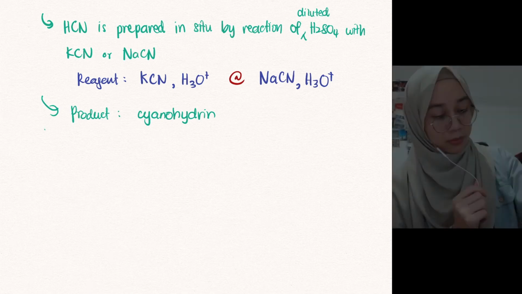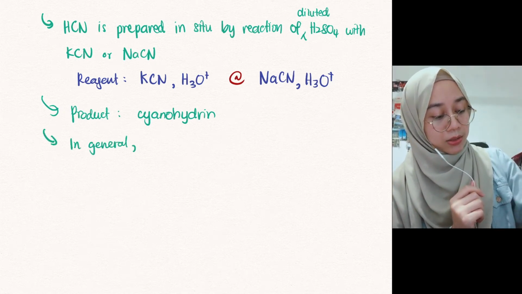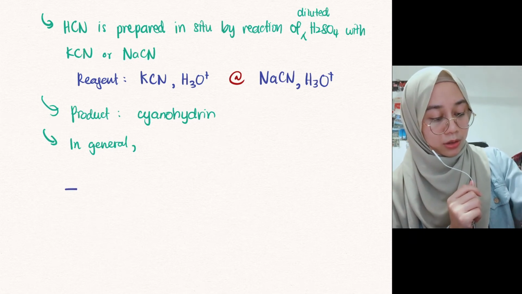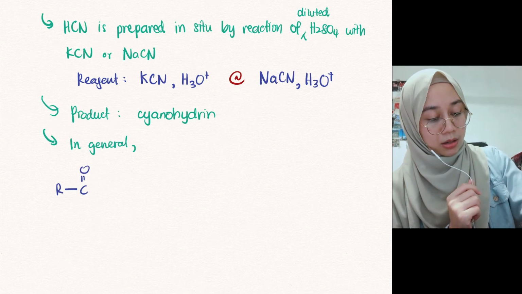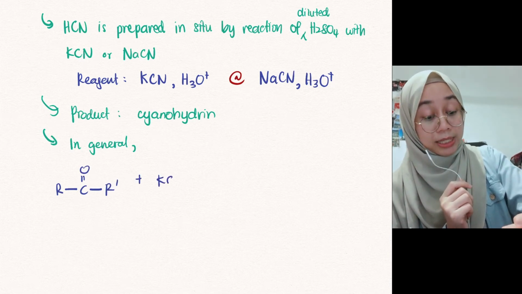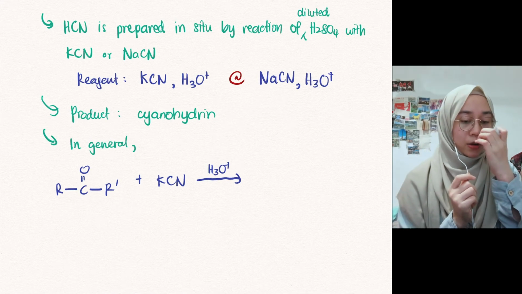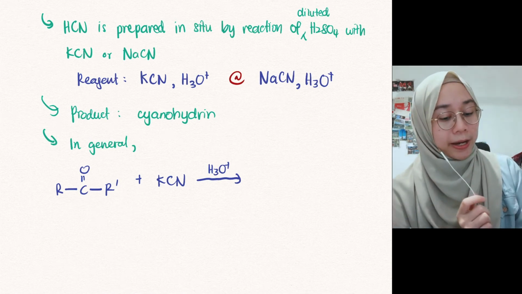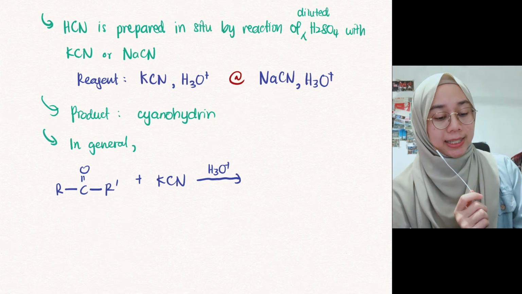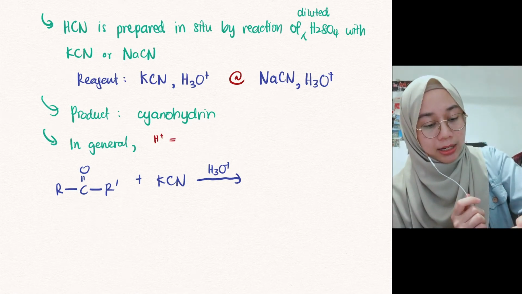Okay. So in general class, so you have your kita punya carbonyl compound ni kan. Okay, and then kita tambah dengan, so let's say kita guna KCN in this case class, and then kita tambah H3O+. Okay, so class, you should know that untuk kita punya HCN ni, okay, H+ adalah electrophile.